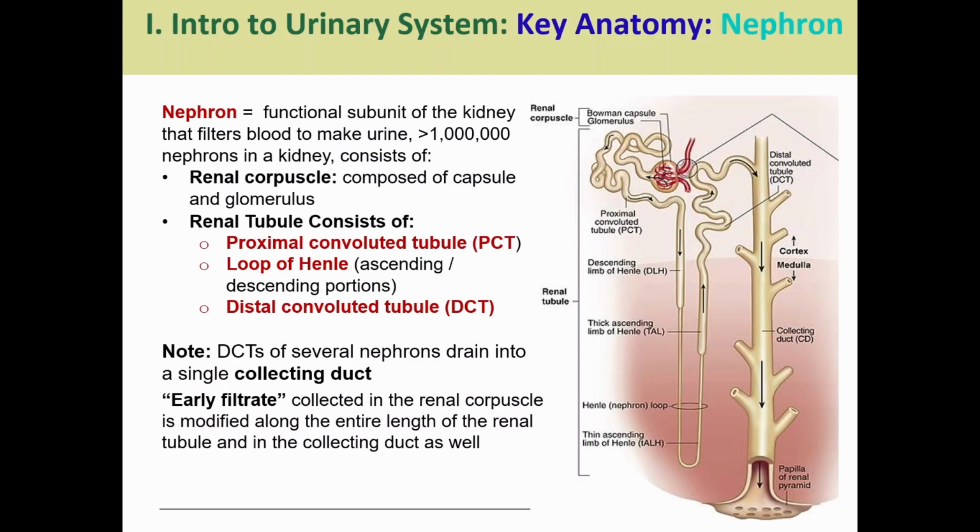And then the distal convoluted tubule will join up with a collecting duct, which is connected to several of these nephrons, which will then take us down towards that papilla of the renal pyramid, down towards those calyces, and towards that renal pelvis.